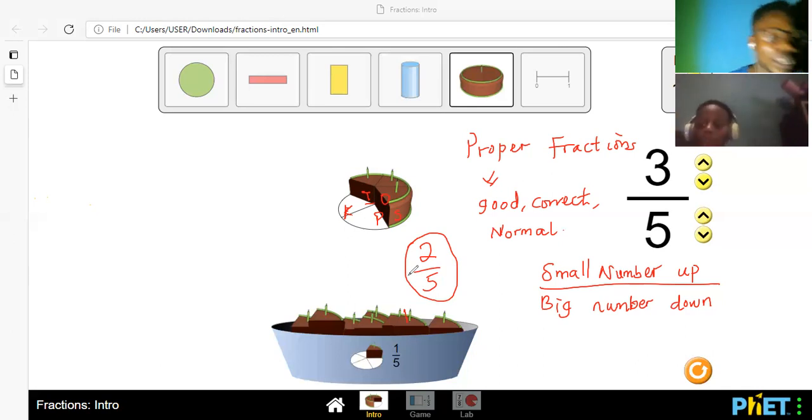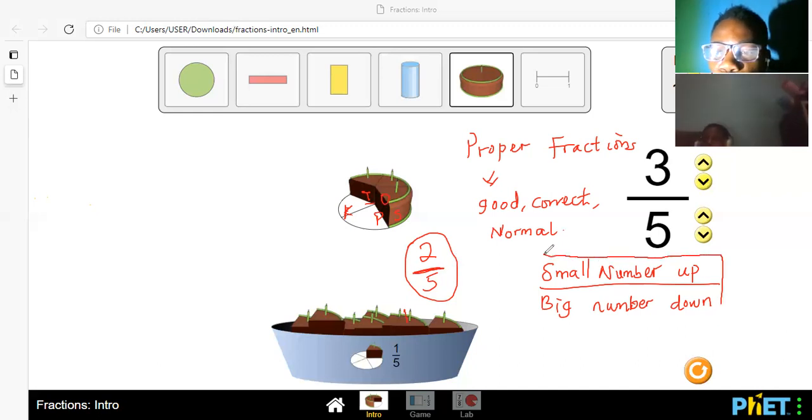Look at it again. Why is it proper? What did I say is the condition for us to say a number is proper? Because everything is correct. It's normal. What else? I told you this is the condition. The number up must be small. It's good. The number up must be small. The number down must be big. This is the condition here. This is the law here. This is the reason. Okay?